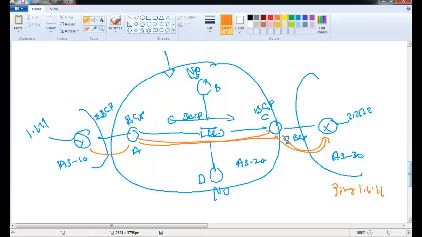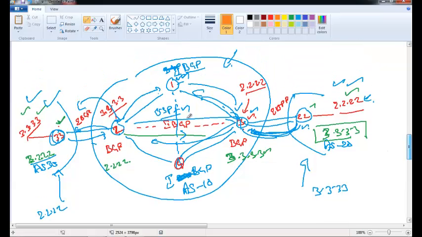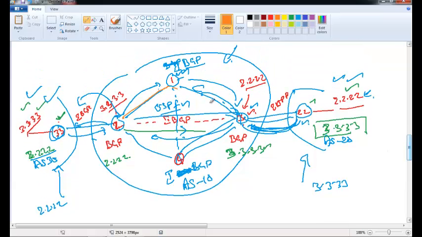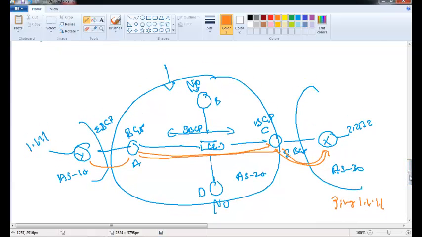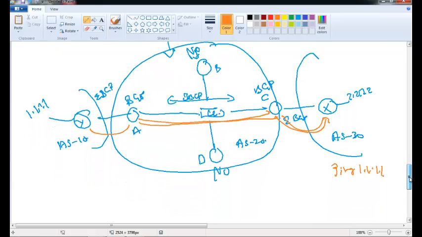So we need to have full mesh only when we have this design. We don't have a layer 2 in the middle. So hope this is clear, and this is very well explained, demonstrated in our videos.